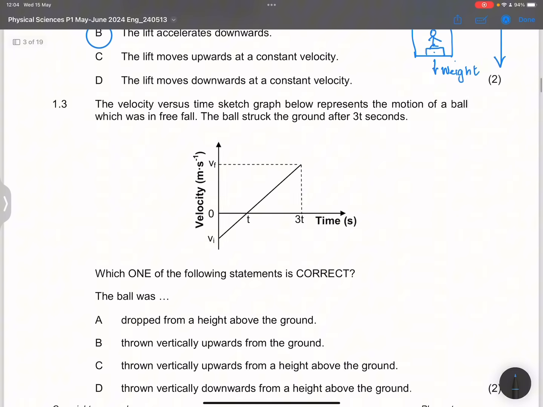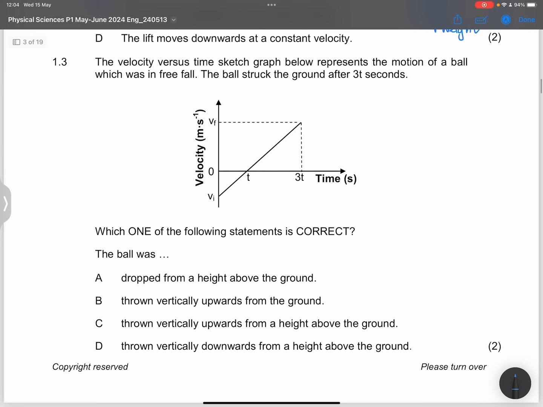All right, now the next one, they say the velocity versus time graph below represents the motion of a ball which was in free fall. The ball struck the ground after 3t seconds. They say which one of the following statements is correct. They say the ball was dropped from a height above the ground. We'll just have a look at that just now.